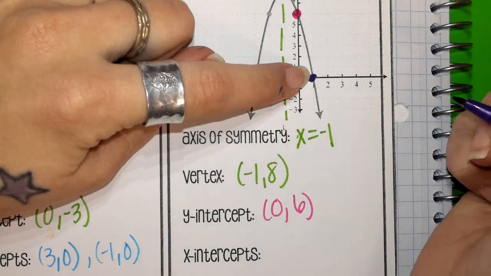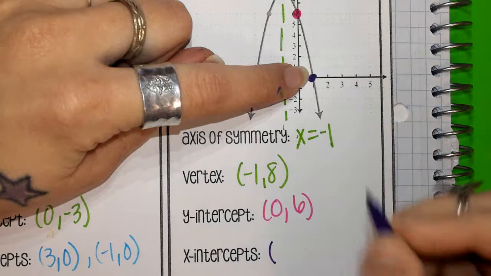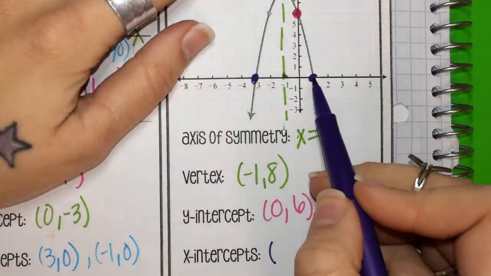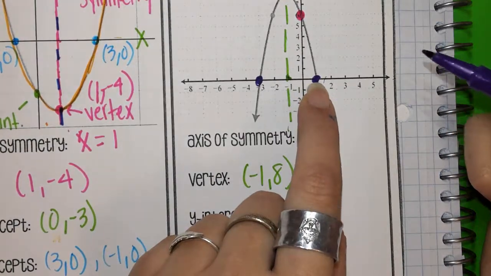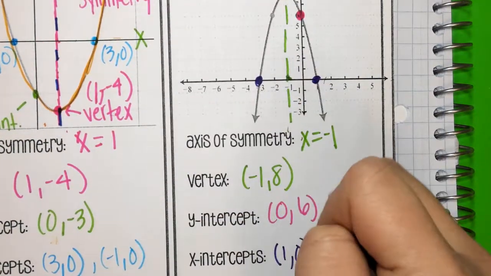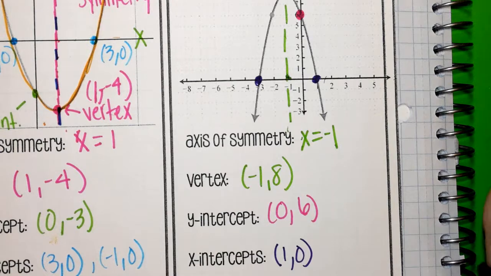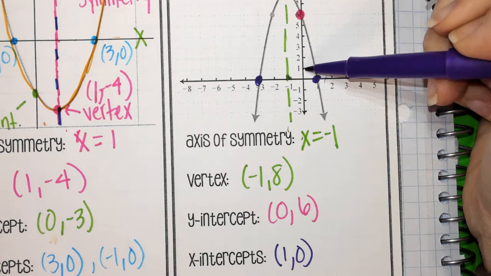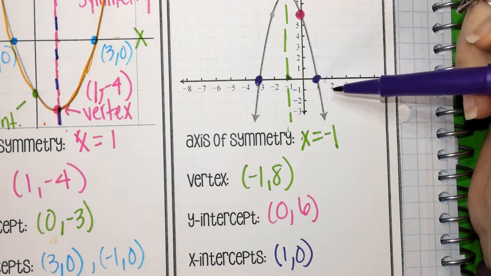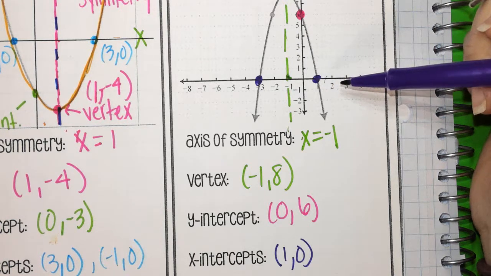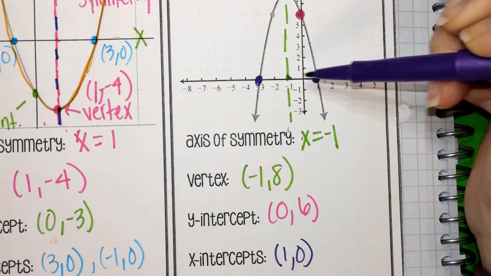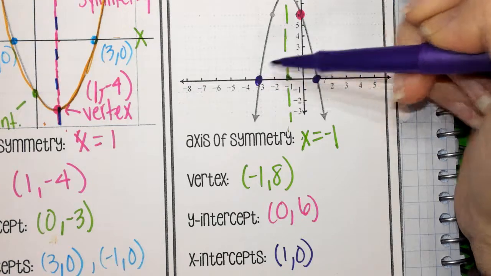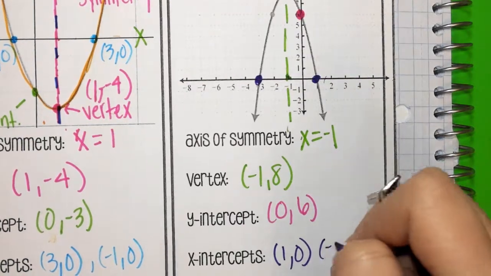Okay, so let's start with the one on the right. How do we get to this point? Do we go left 1? Do we go right 1? The point that I'm pointing to is 1, 0. Does everybody see how we got 1, 0? Now we need to go to the other one, which would be -3, 0.